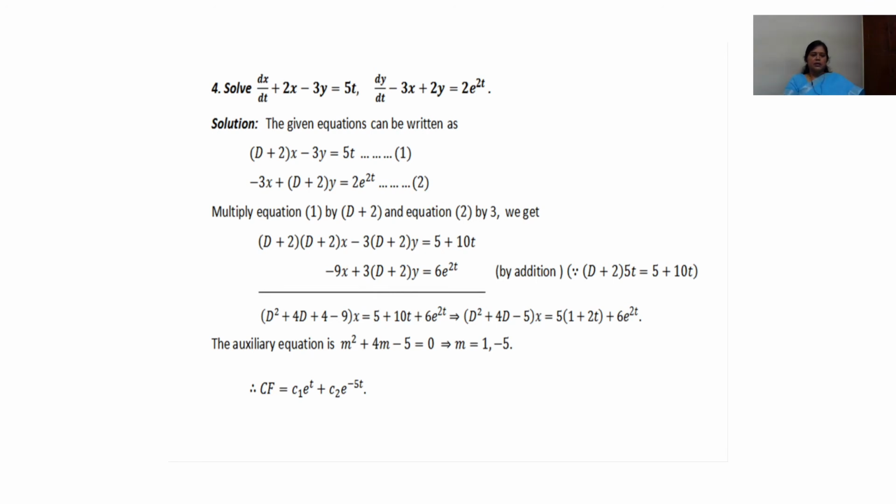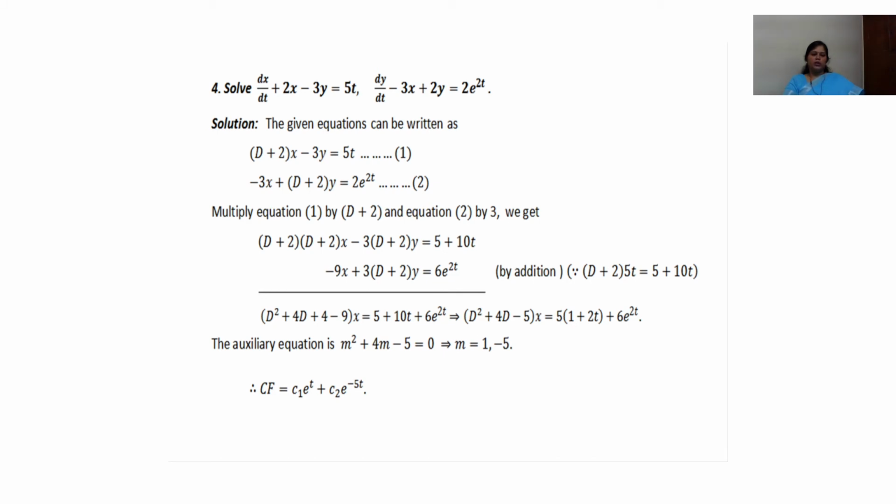Then the next problem is to solve dx by dt plus 2x minus 3y is equal to 5t and dy by dt minus 3x plus 2y is equal to 2 into e to the power 2t. Then we have to rearrange these equations with the help of capital D. We know capital D is d by dt. So equation 1 becomes (D plus 2) x minus 3y is equal to 5t. Consider this as equation 1. Then the second equation becomes minus 3x plus (D plus 2) y is equal to 2 e to the power 2t. So we got equations 1 and 2.